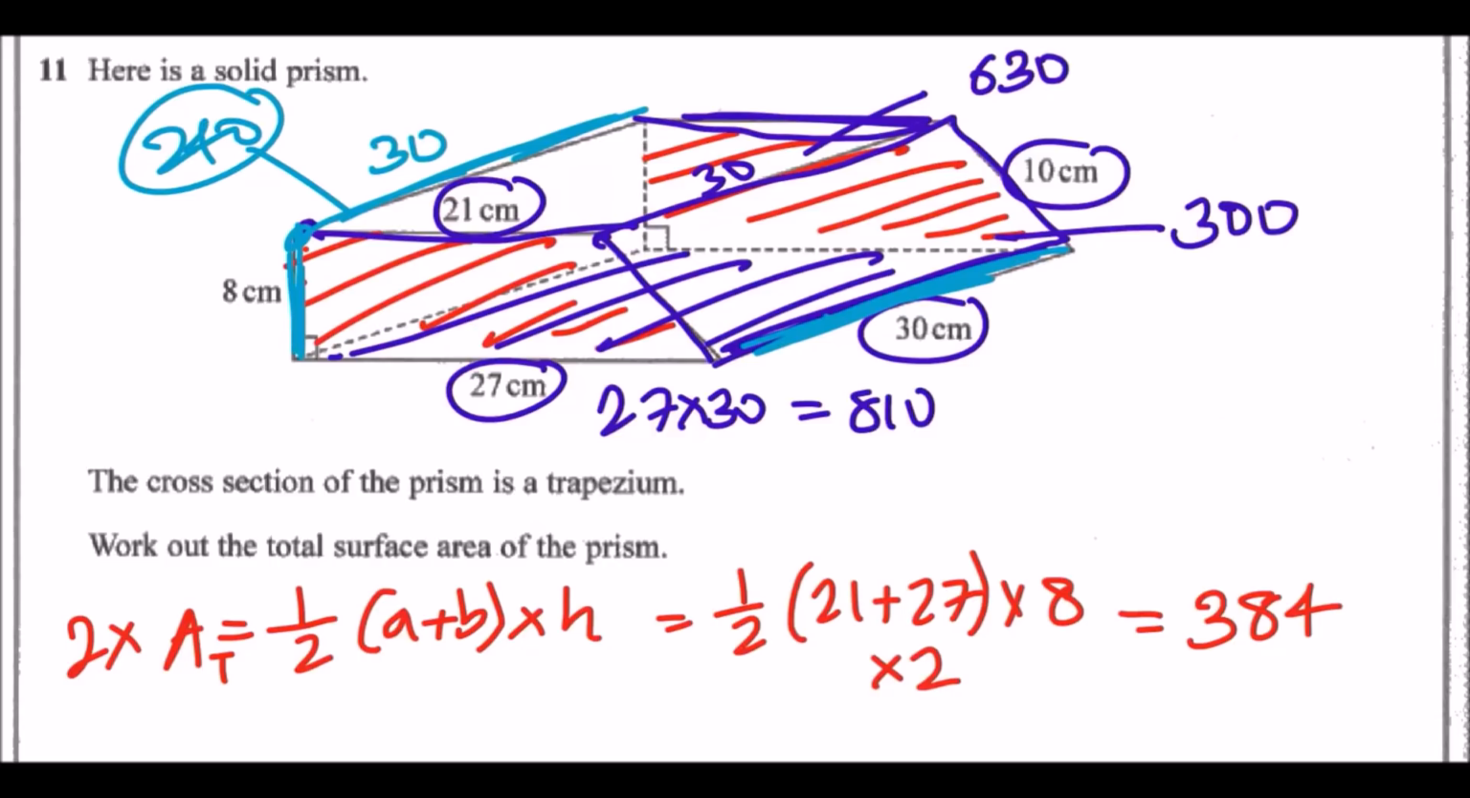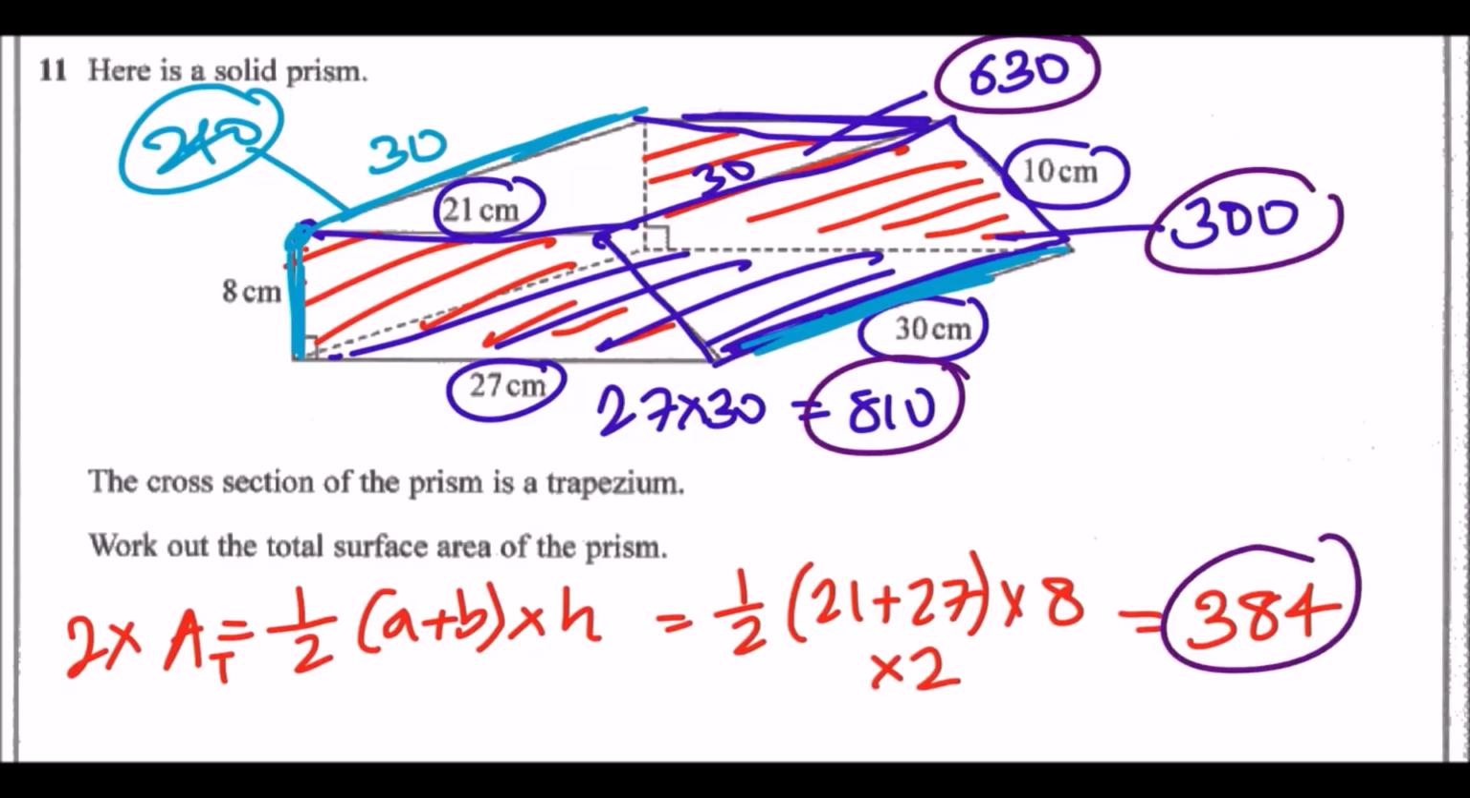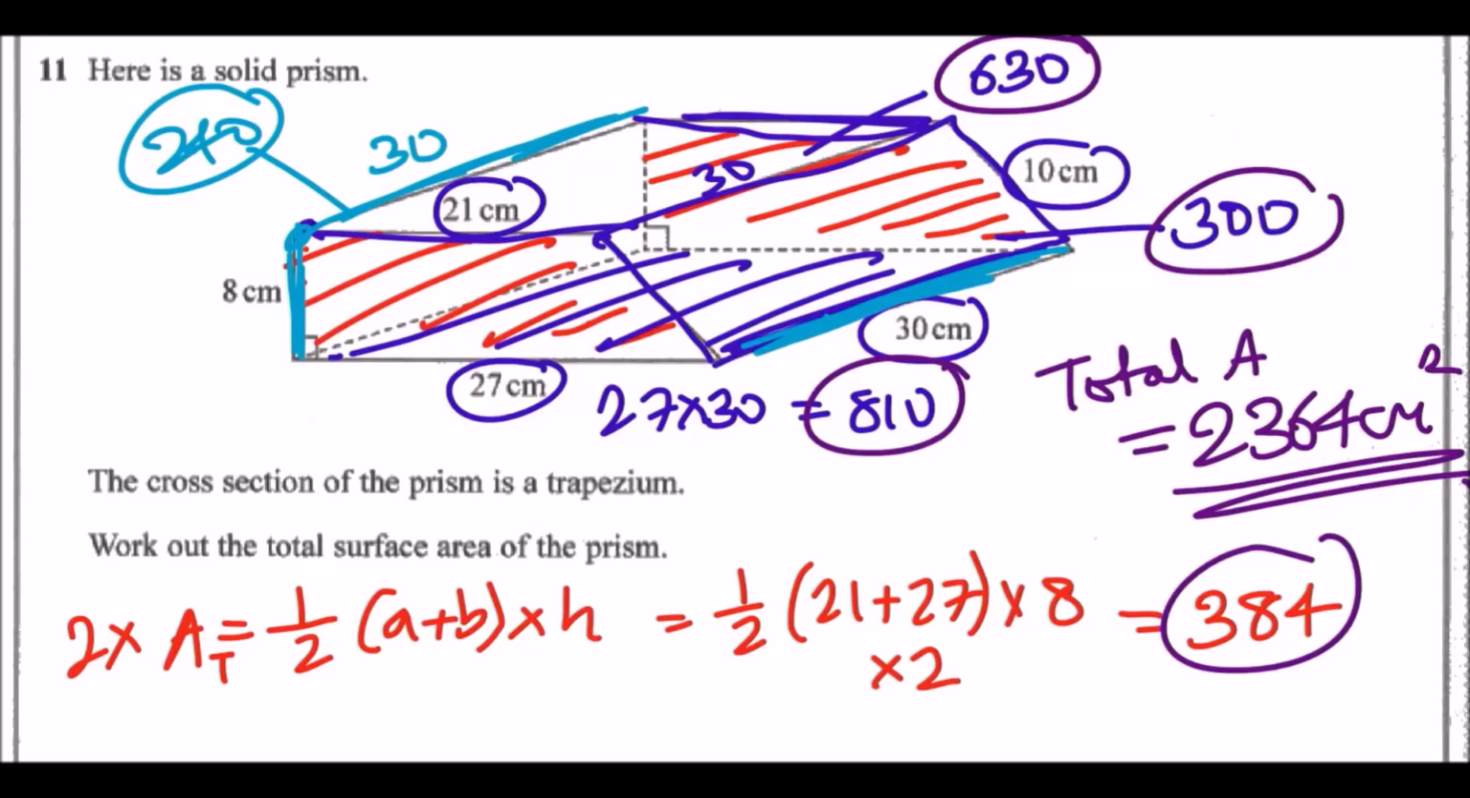And that's it, guys. And now all you want to do is literally add up every single area. So 240 plus 630 plus 300 plus 810 plus 384, and you should get a total area of 2,364 centimeters squared. And that's it, guys. Literally done.